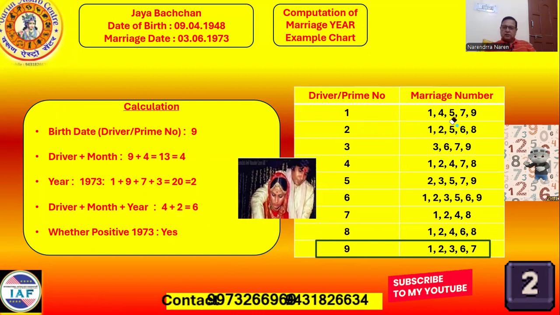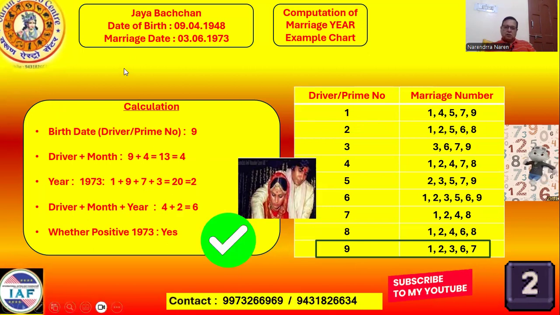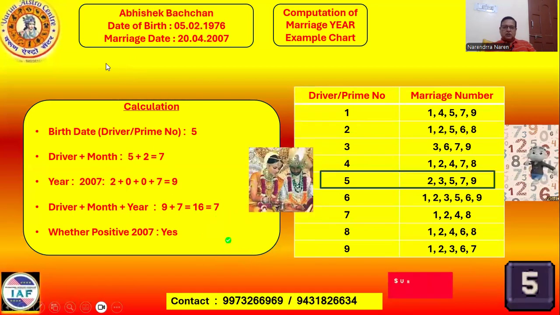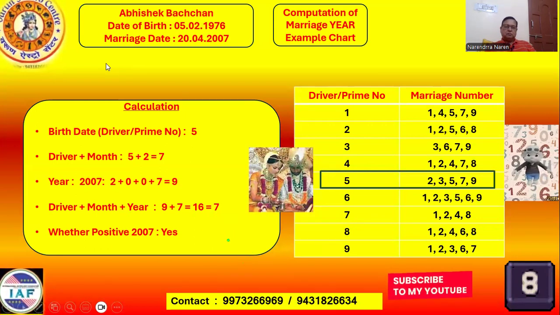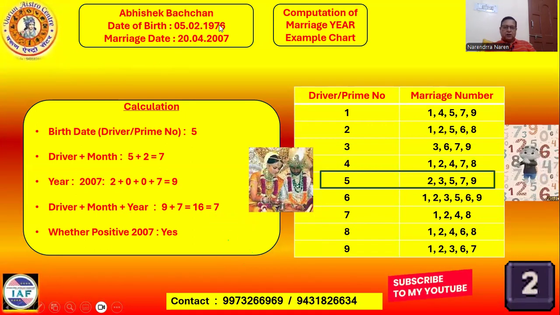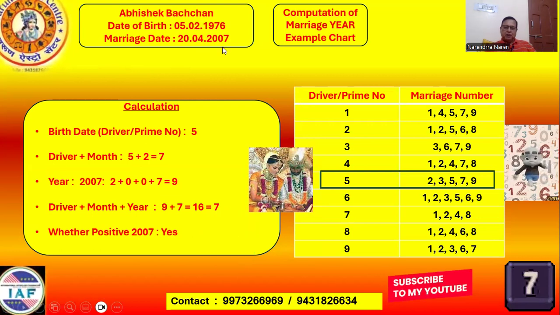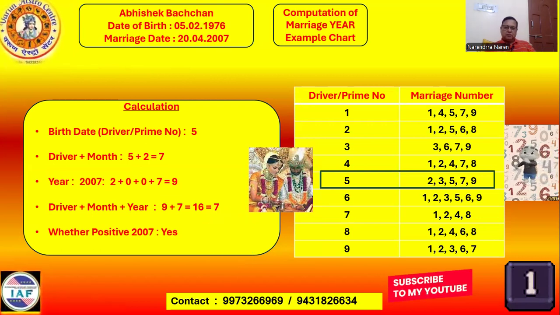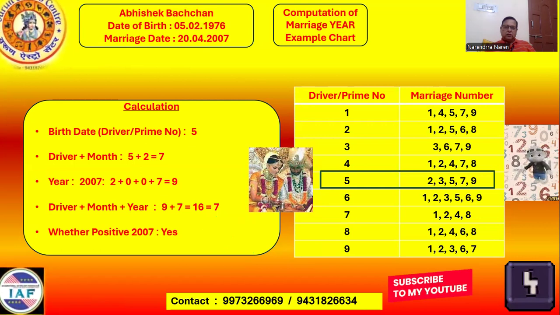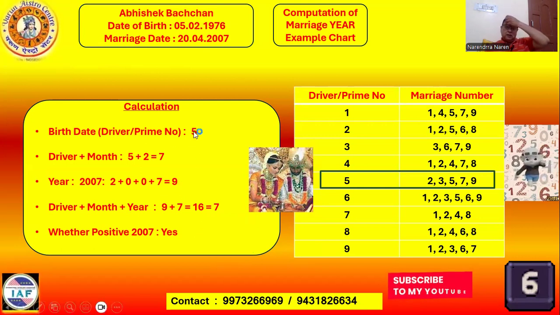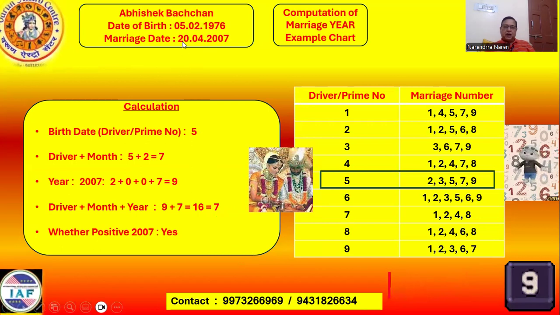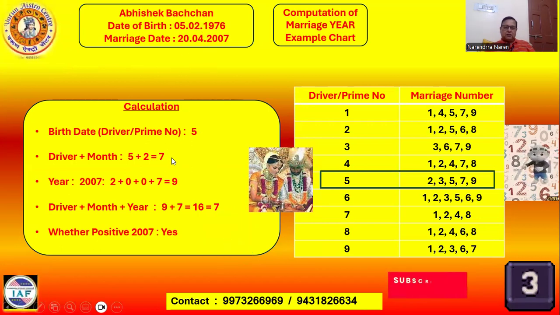The next chart we are taking pertains to Abhishek Bachchan. Date of birth is 5th February 1976 and the date of marriage is 20th April 2007. So when we add together the birth date, it is 5. When we add together birth date and month, we are getting 7.